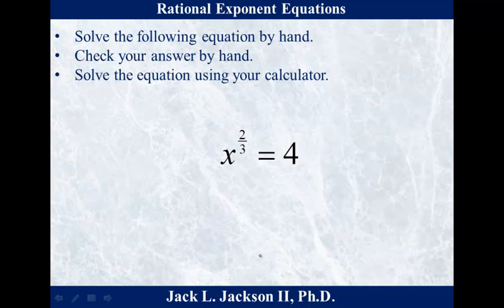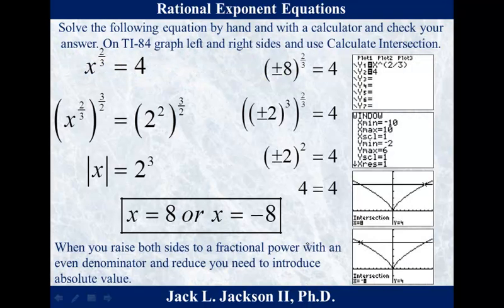Alright, try this one out. Press pause now. Well, we just want to raise both sides to the 3/2 power, and they multiply together and cancel out. And on the other side, the 2's cancel, and we get 2 to the 3rd, which is 8. The problem with this is we have to be real careful on the one on the left side.